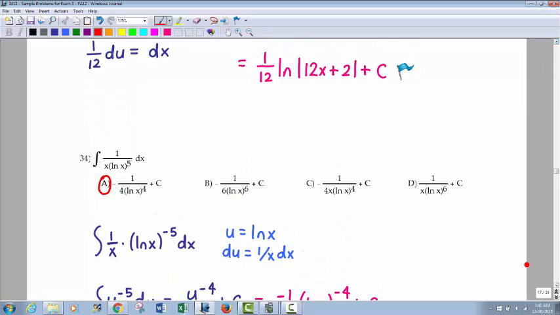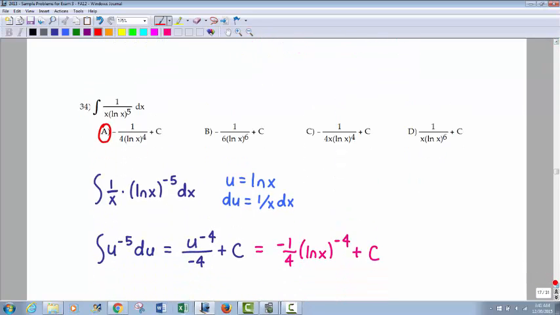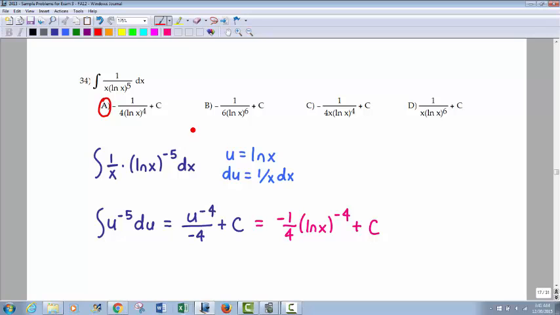Let's take a look at 34. This one's a little tricky. A lot of times students get this idea confused. I have this in my notes, so you can read it in there too. In other words, ln of x in parentheses all raised to the fifth is not the same as ln of x to the fifth.